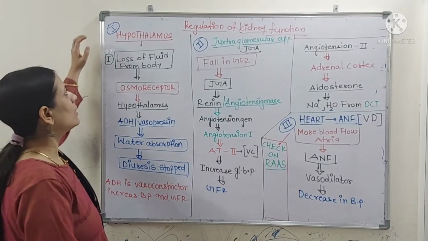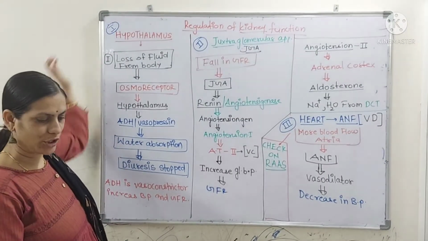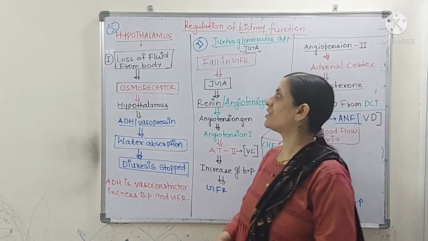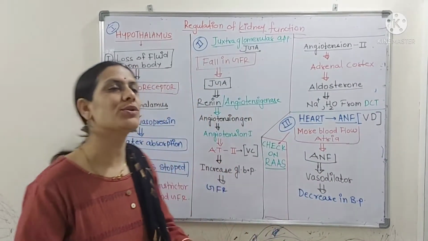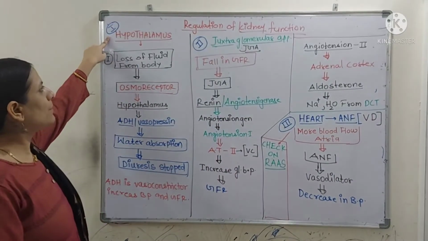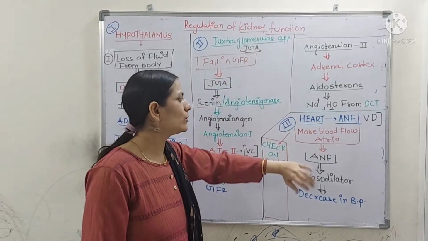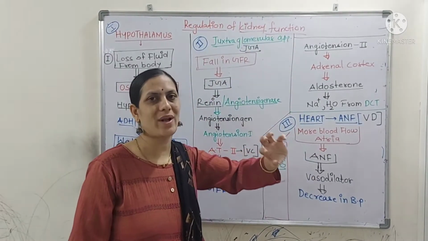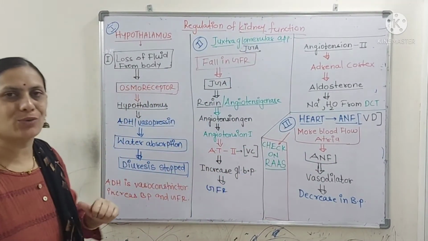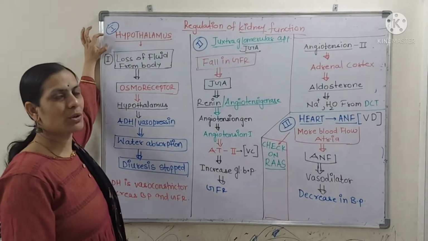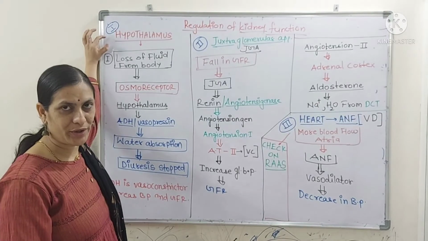Now we will check the regulation of kidney function. The kidney's function is regulated by three main structures. One is the hypothalamus, the second is the juxtaglomerular apparatus, and the third one, to some extent, is the heart. So how is this function regulated? First, what is the hypothalamus? We know it is the thermostat of our body.